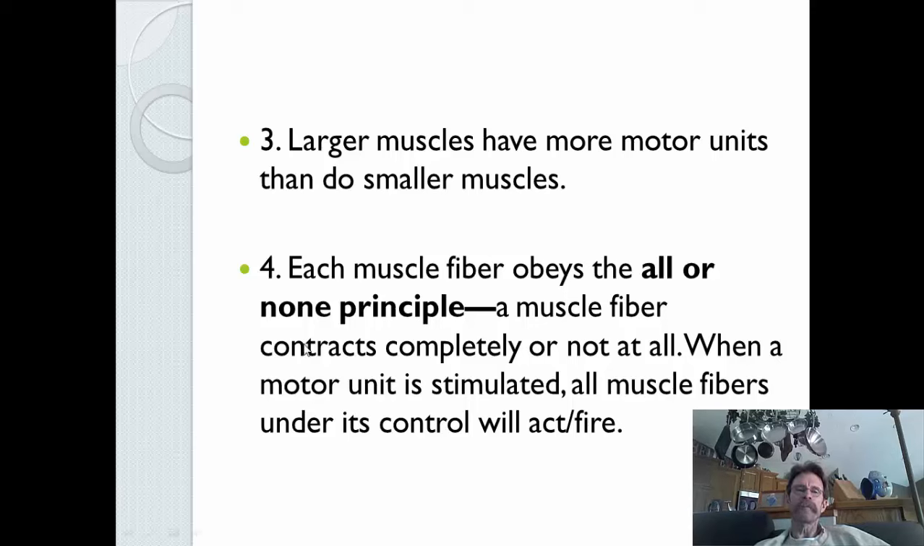It's called the all or none principle. It won't just go part way. When you move your muscle part way, you're controlling the movement, and only so many motor units have to fire to get a partial contraction. If you're doing a maximal contraction, you will recruit more motor units and more muscle fibers. Hope that makes sense also.